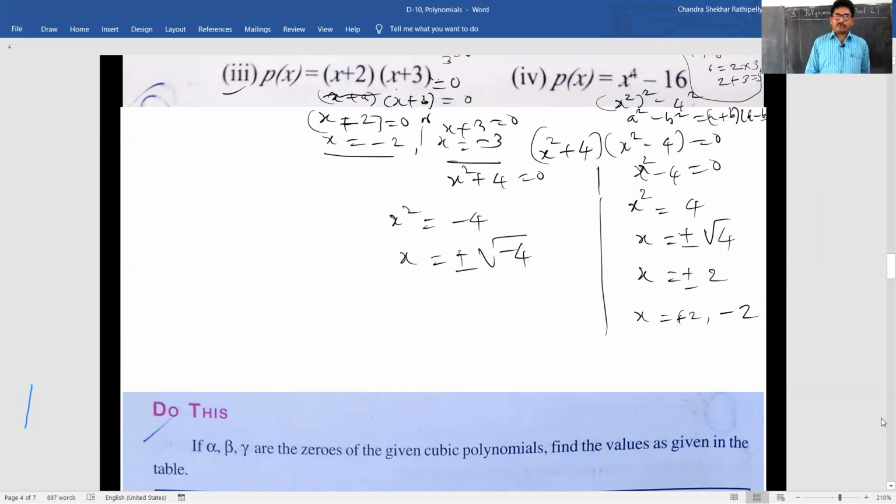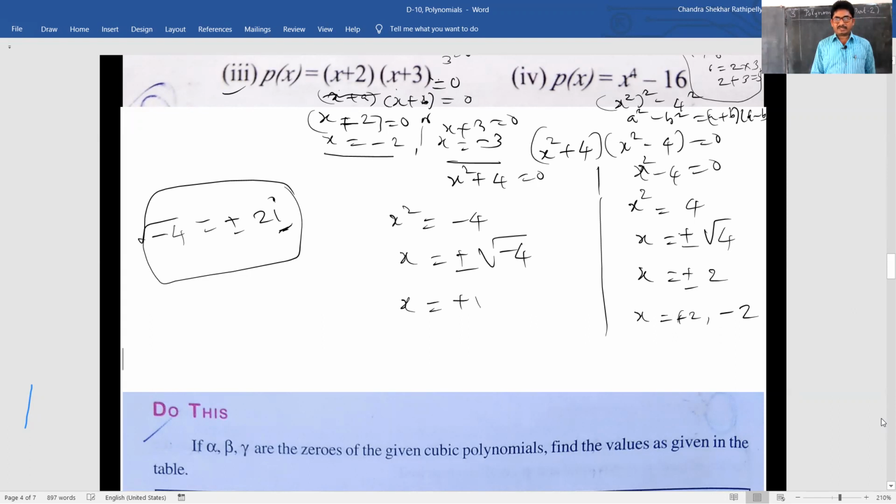So the square root of minus 4 we won't get in real numbers, children. That's why I don't complete this. In higher classes, square root of minus 4 is plus or minus 2i, an imaginary number. But in our class, we don't have imaginary numbers in detail. So that's why we can write simply like this: x is equal to plus under root of minus 4 or minus under root of minus 4. So these are zeros of the polynomial.